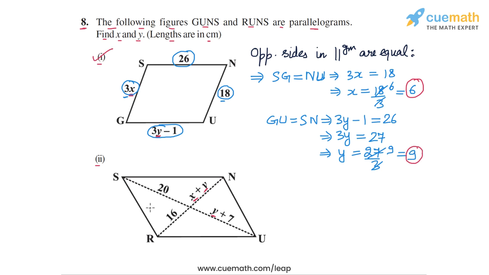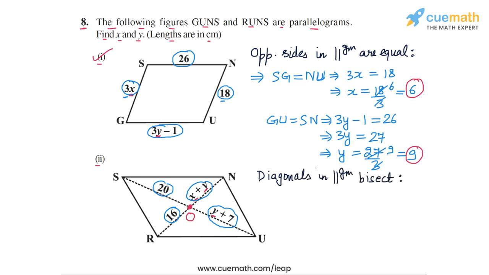Now in part 2, we have this parallelogram RUNS, and we see that the diagonals RN and SU are intersecting. Let's call this point of intersection as O. And we know that the diagonals of a parallelogram bisect each other. So this means that OR, which is 16, should be equal to ON, which is x plus y. And OU, which is y plus 7, should be equal to OS, which is 20. And this is because the diagonals in a parallelogram bisect each other. So this is the fact we are going to use for part 2. Diagonals in any parallelogram bisect each other.